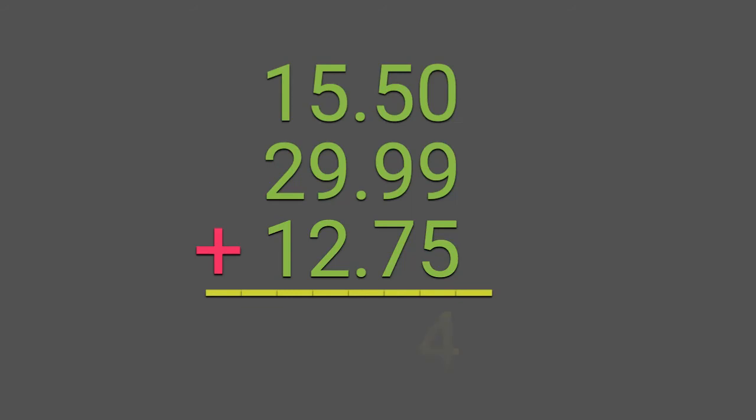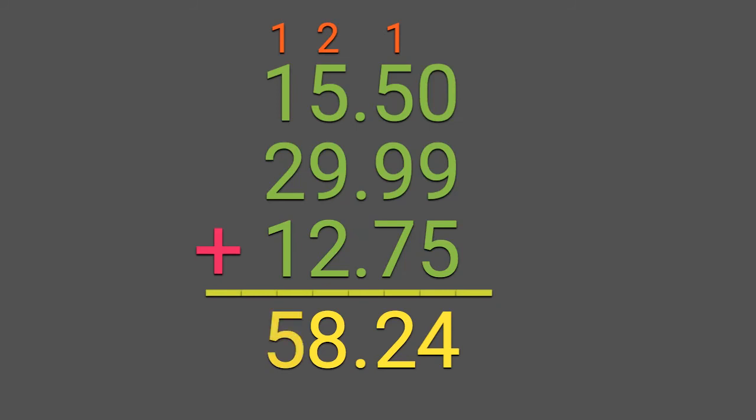So 9 plus 5 is 14, carry the 1 tenth. 5 plus 9 plus 7 plus 1 equals 22, carry the 2 ones. 5 plus 9 plus 2 plus 2 equals 18, carry the 1 ten. 1 plus 1 plus 2 plus 1 equals 5. So my total clothes shopping bill is $58.24.